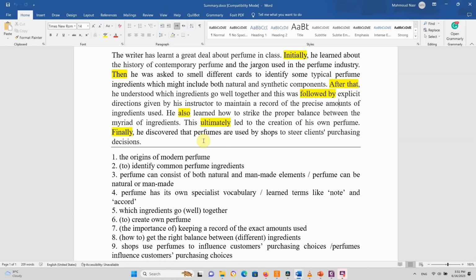What about the language? I tried to make my points organized so that they become more clear. My points were coherent because I tried to use cohesive words before the beginning of each content point. For example, in the first point I used the word initially, after that I used the word then, and after that, followed by, then also, then ultimately, and finally.